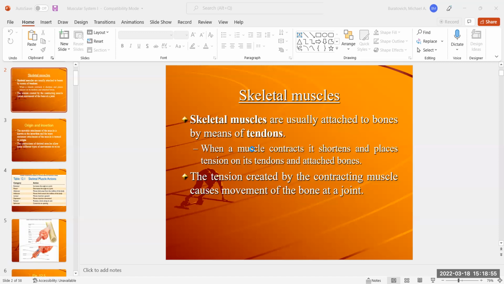All right, any questions about any or all of that before we go on to microstructure and what happens with microstructure when it contracts? Good, all right.